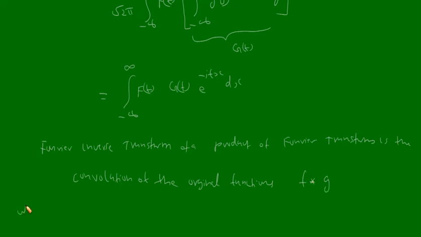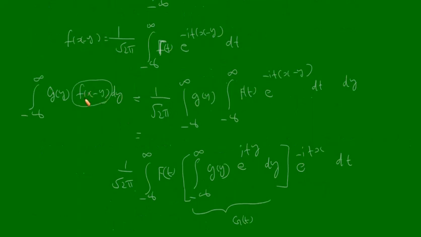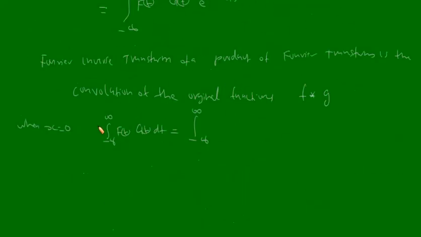Now when x is equal to 0, if I substitute x is equal to 0 here, then we have integral from minus infinity to infinity f of t into g of t dt. When x is 0, e raised to 0 becomes 1, and we have integral from minus infinity to infinity. Now, here if we put x equal to 0, we get g of y into f of minus y dy as the special case when x is equal to 0.